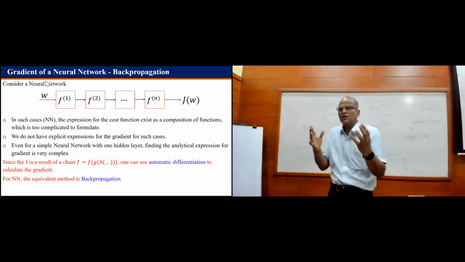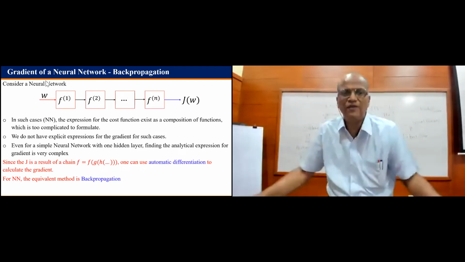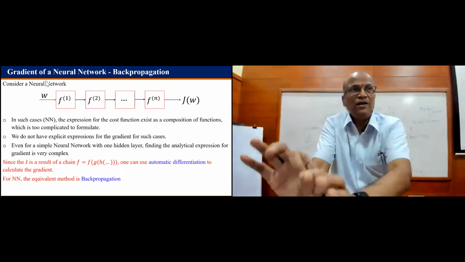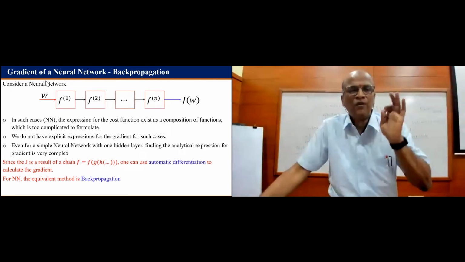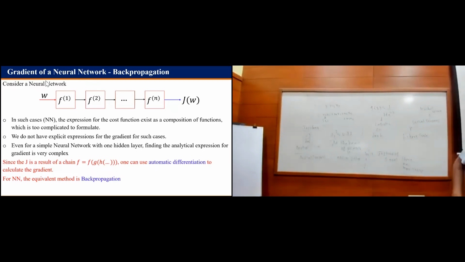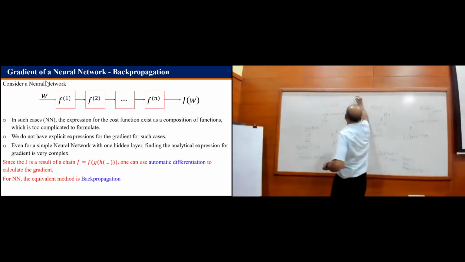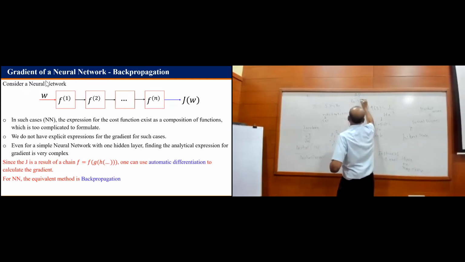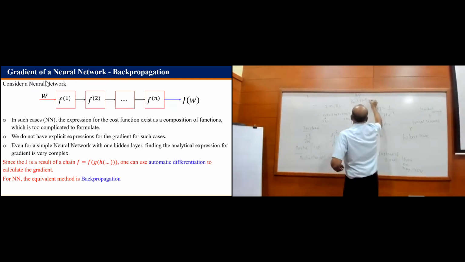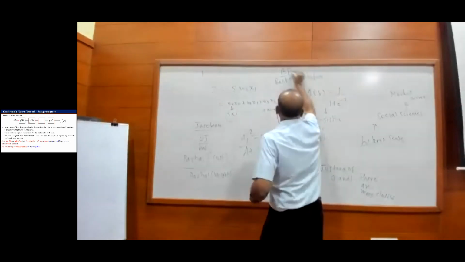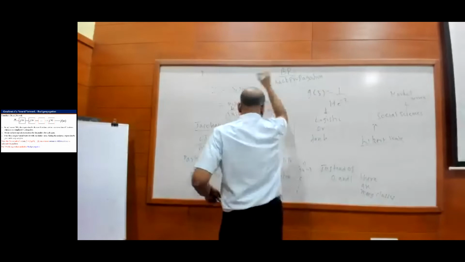AD is a very important tool in machine learning. Automatic differentiation to calculate the gradient. I'll explain what AD is in a jiffy. For a neural network, the equivalent method is backpropagation. So backpropagation, BP, not British Petroleum. This holds the key, the backpropagation.